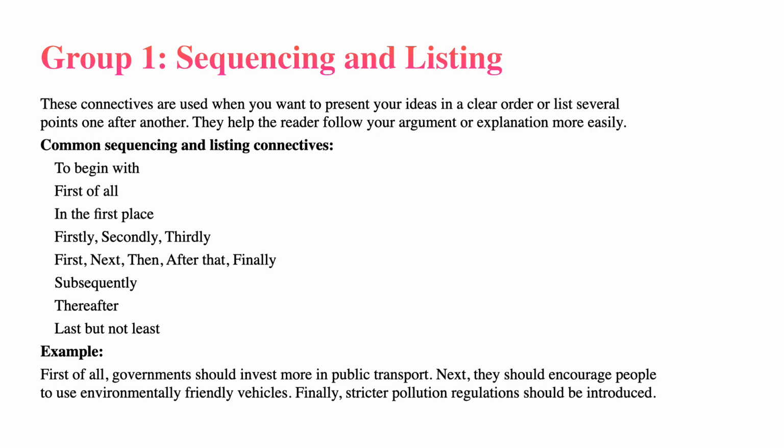First of all, government should invest more in public transport. Next, they should encourage people to use environmentally friendly vehicles. Finally, stricter pollution regulations should be introduced. Notice how the words first of all, next and finally help us understand the order of the ideas. Without these connectives, the paragraph would feel less organized.